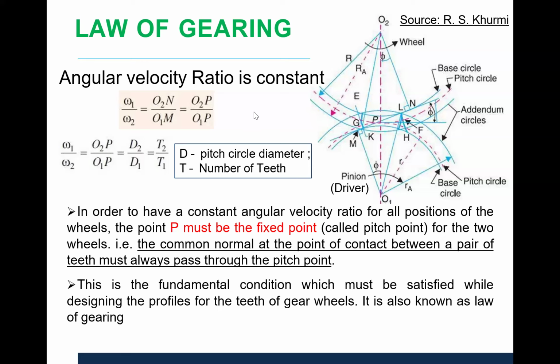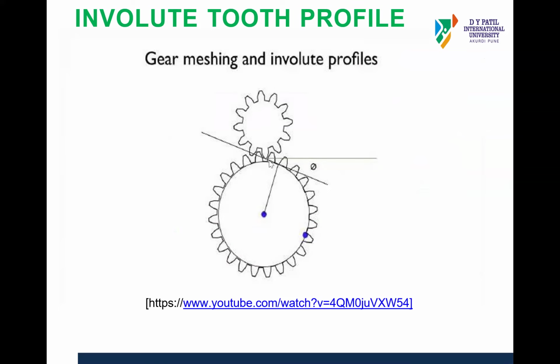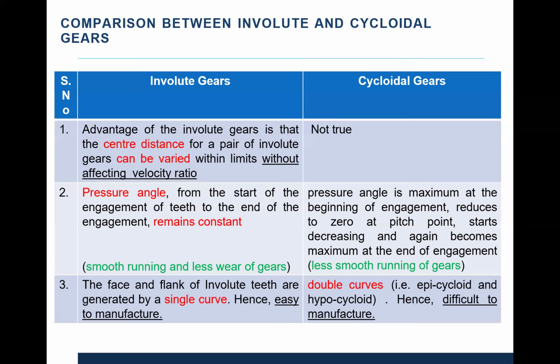Now just look at the arrangement we are discussing. This is the involute tooth profile having constant pressure angle, and motion is transferred from this surface. This common normal passes through the pitch point, where we are engaging. Next, what is the difference between involute gear and cycloidal gear? Basically, in involute gears the pressure angle is constant, so we can say that the center distance of an involute gear pair can vary within limits without affecting the velocity ratio.